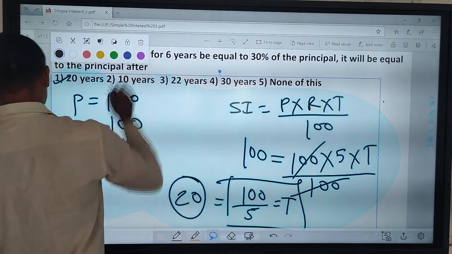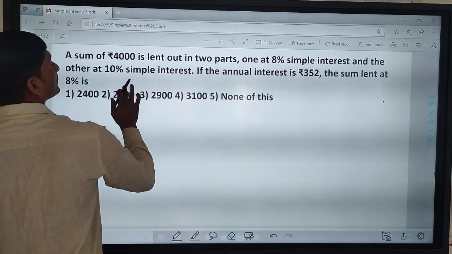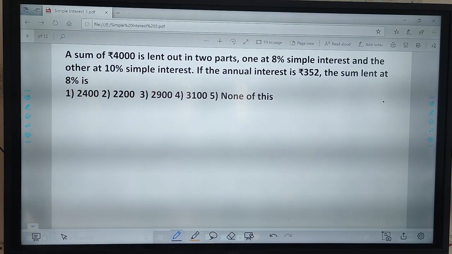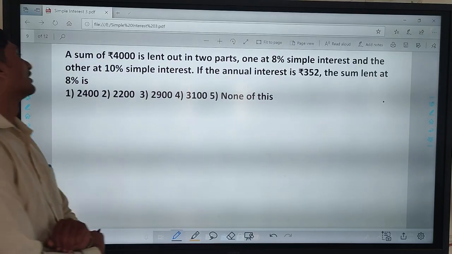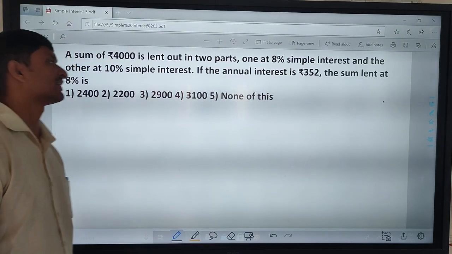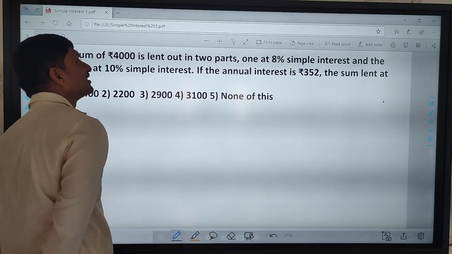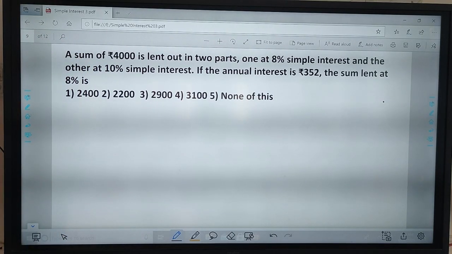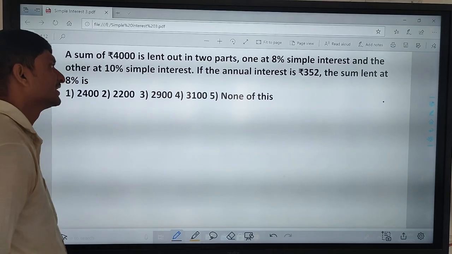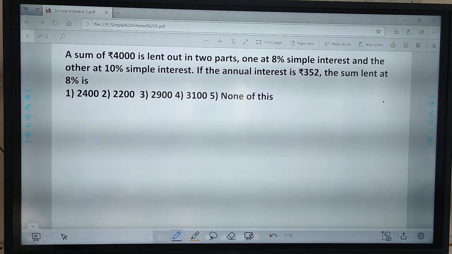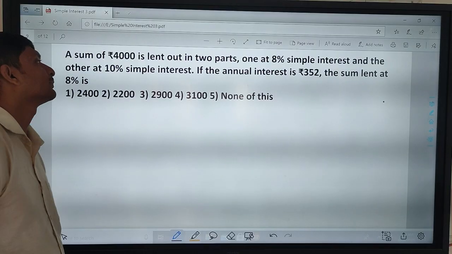Now next. A sum of 4,000 is lent out in two parts, one at 8% simple interest and the other at 10% simple interest. If the annual interest is 352, the sum lent at 8% is what?